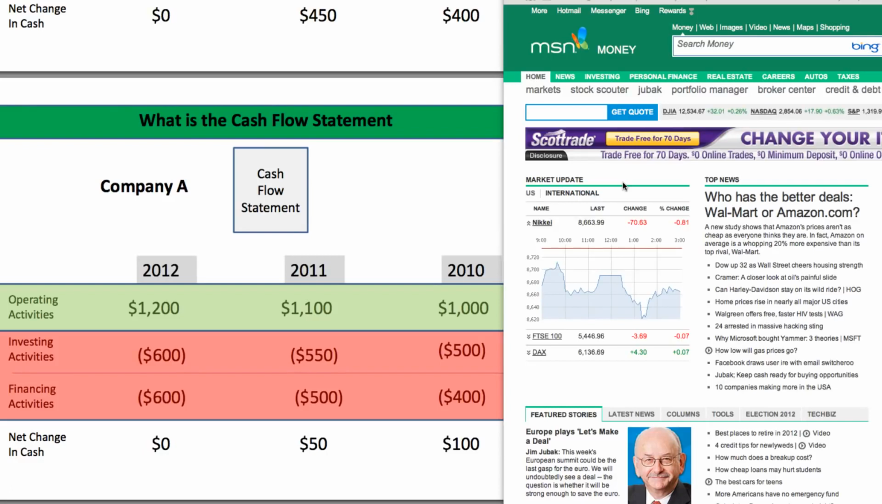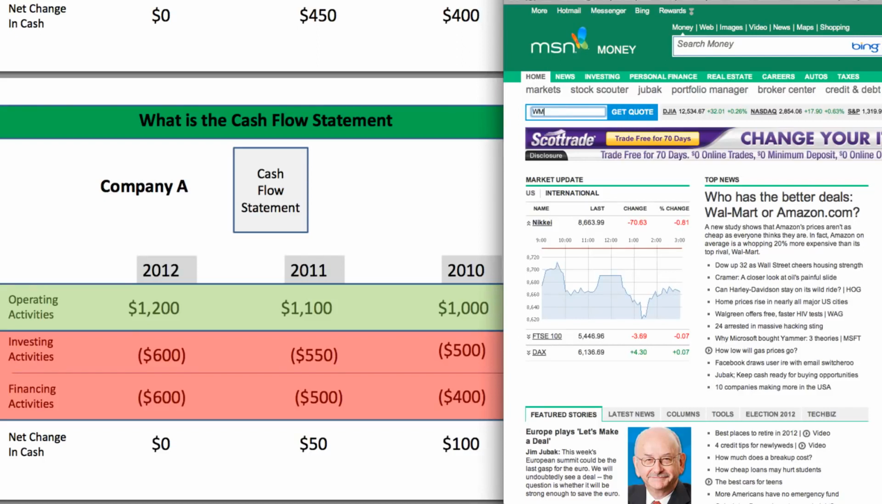Okay, on the left-hand side of the screen, I'm going to leave up the slide from the very last lesson that we just did, just to remind you that the operating activities are what we're looking to be in the green, and the investing and financing activities on the cash flow statement is what we want to see in the red. So let's go ahead and pull up a good example of a cash flow statement.